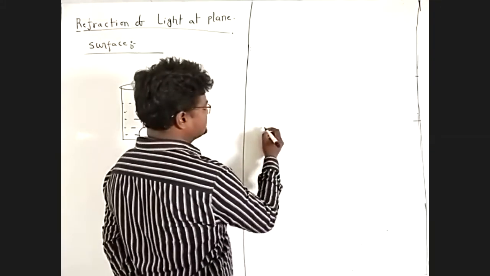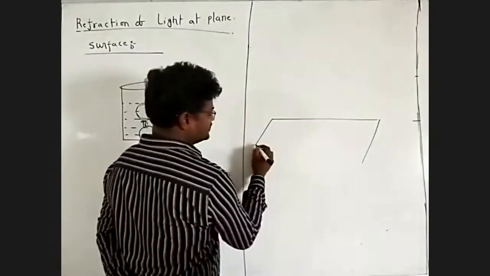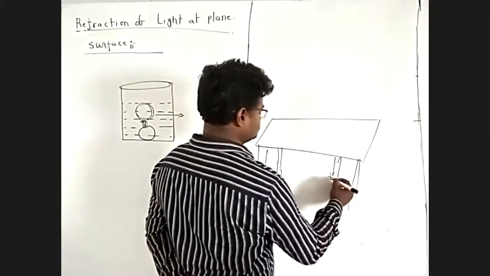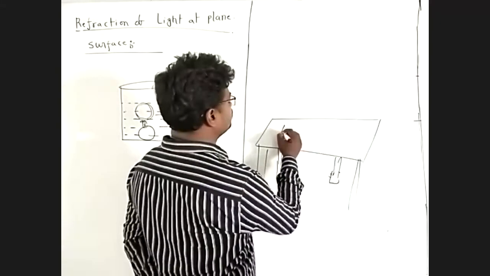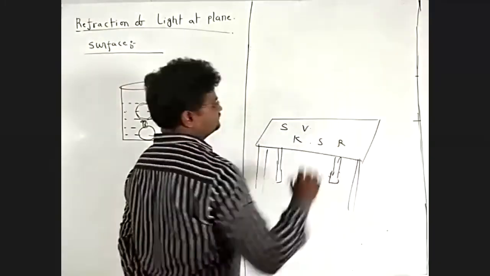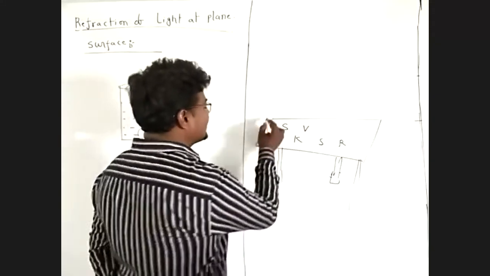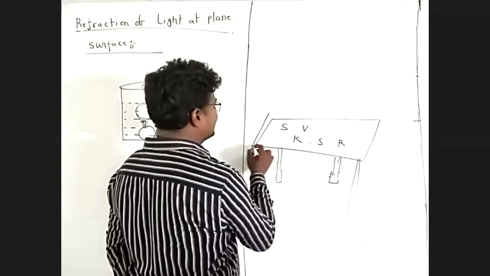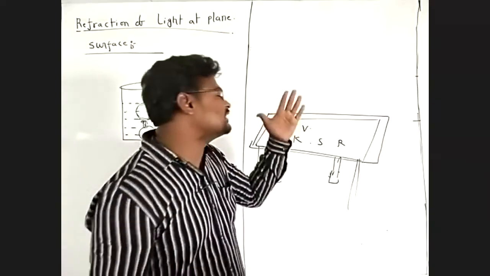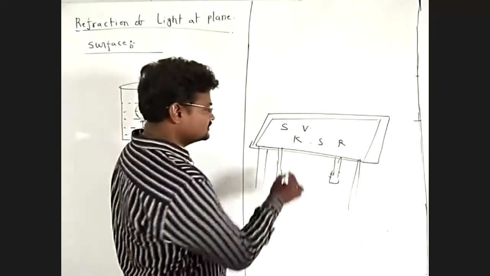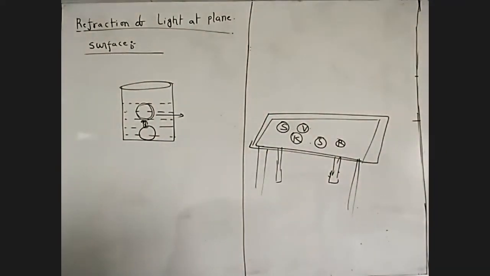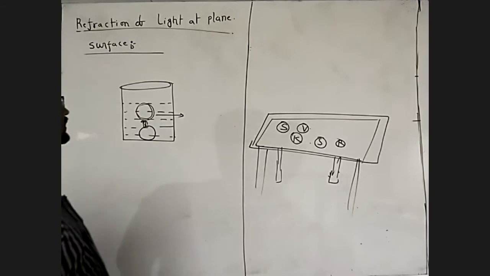Next, some printed letters. Suppose, for example, this is an office table. Here we have letters, suppose SV, KS, or like that. This is a glass slab placed on the table. The letters will appear to rise. What is the reason?